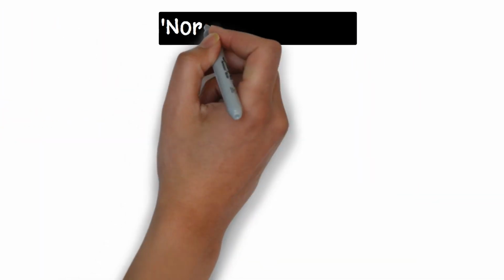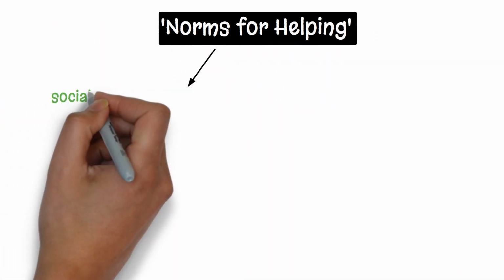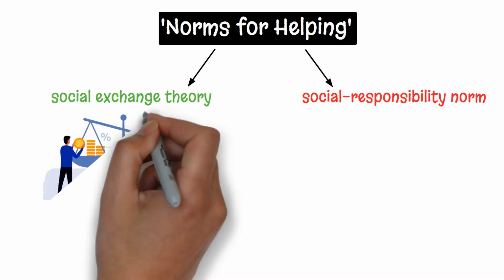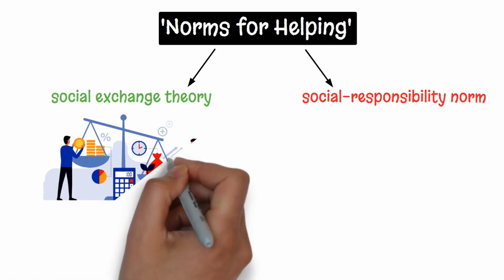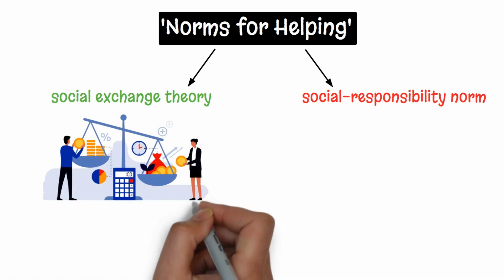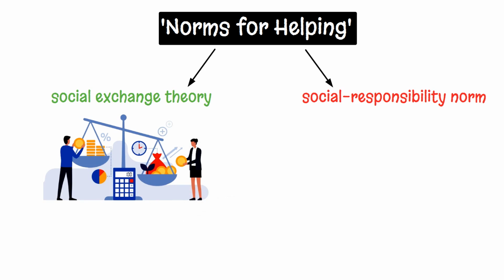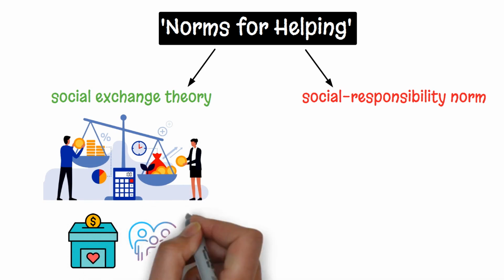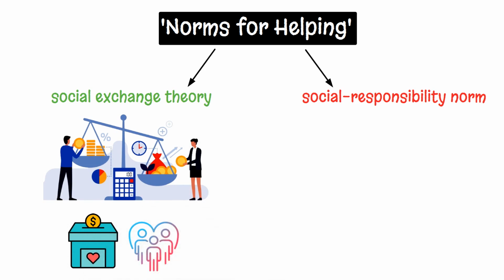Finally, the norms for helping include theories such as social exchange theory and the social responsibility norm. The social exchange theory posits that our social behavior is an exchange process aimed to maximize benefits and minimize costs. An illustration of this could be when a person donates to charity in a public setting to gain social approval, rather than out of altruism.